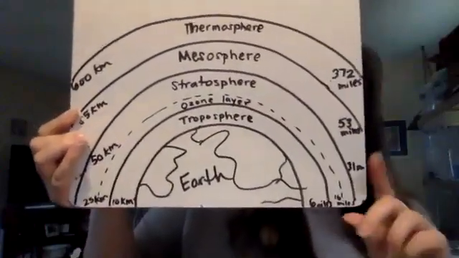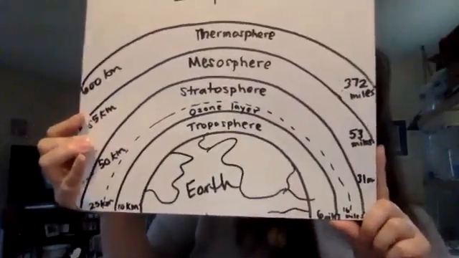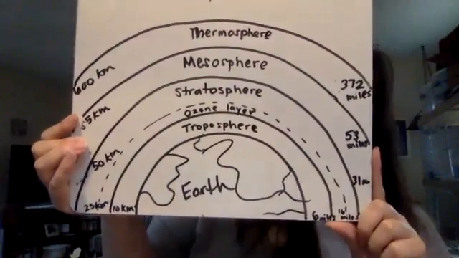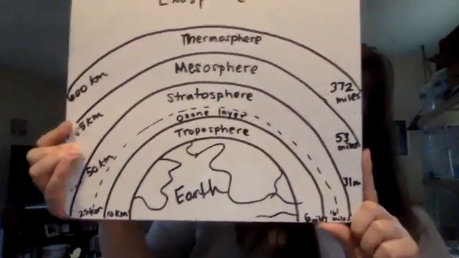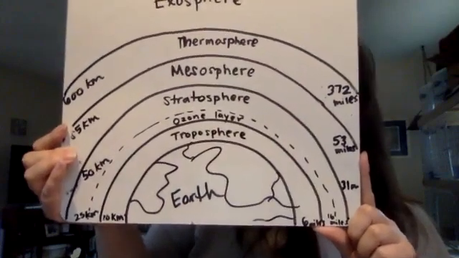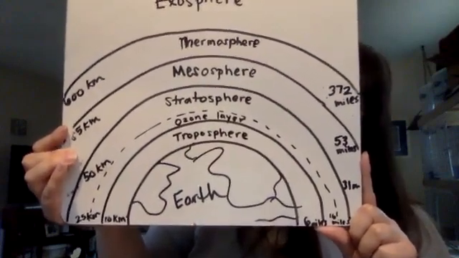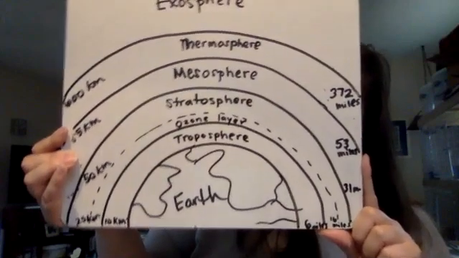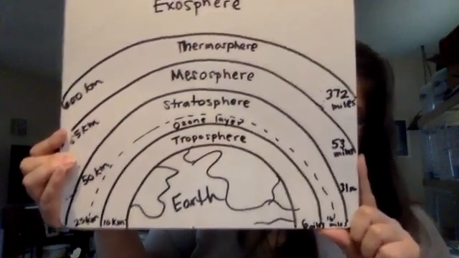Let's move on to the mesosphere. Okay, so most meteors from space will burn up in the mesosphere. Unlike the stratosphere, temperatures once again grow colder as you rise up through the mesosphere. The coldest temperatures in Earth's atmosphere are in the mesosphere, okay?